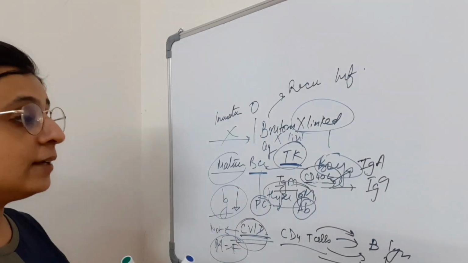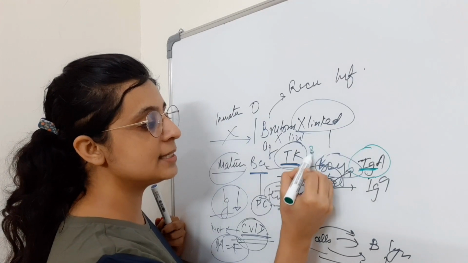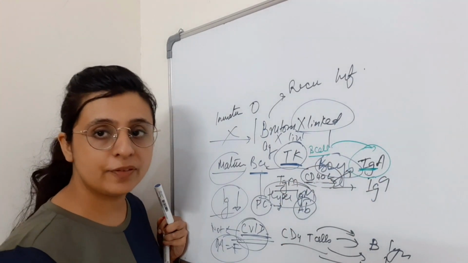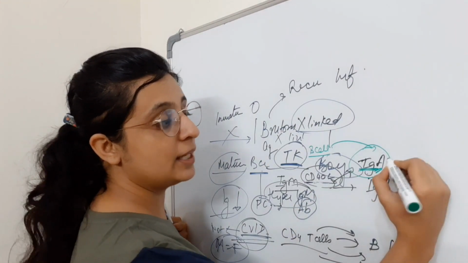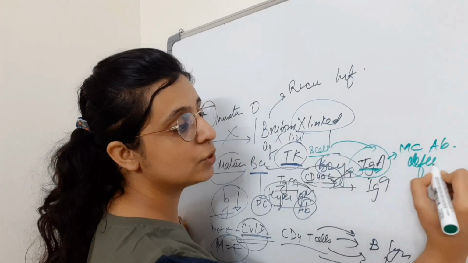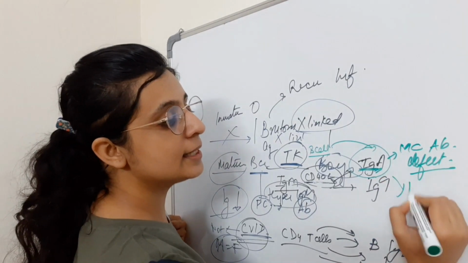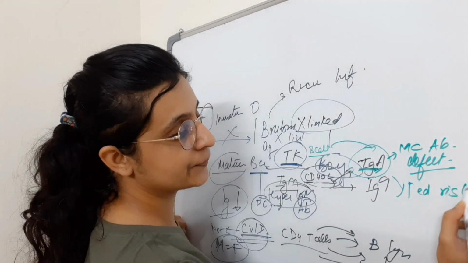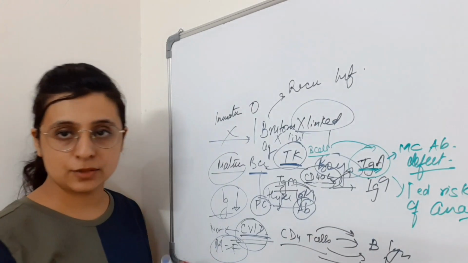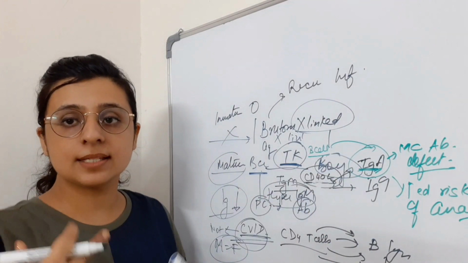Next, selective IgA deficiency will occur if the B cell plasma cell required for IgA formation is defective. Two things you have to remember. In fact, it is the most common cause of antibody defect. And second, there is an increased risk of anaphylactic reactions in case of blood transfusion, because the IgA in the transfused blood will act as a foreign agent and cause a severe anaphylactic reaction.